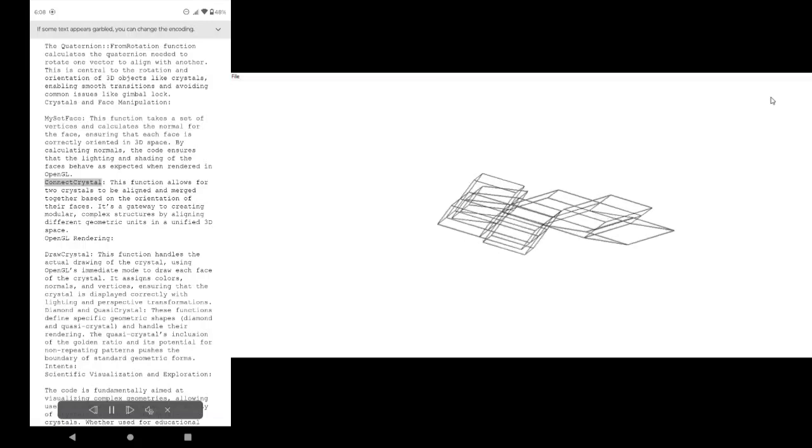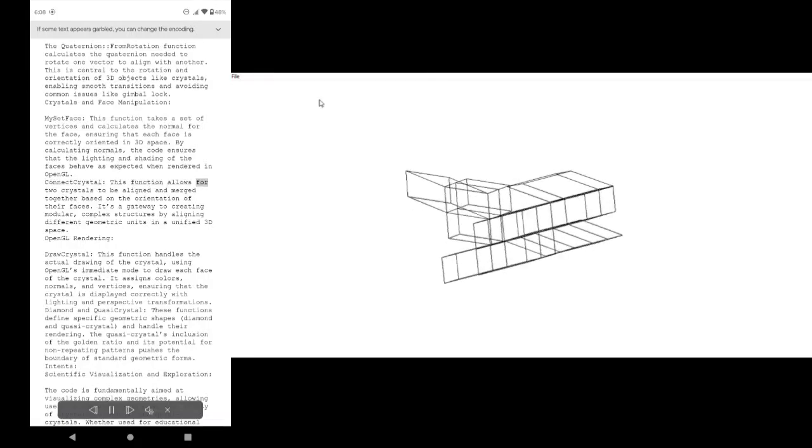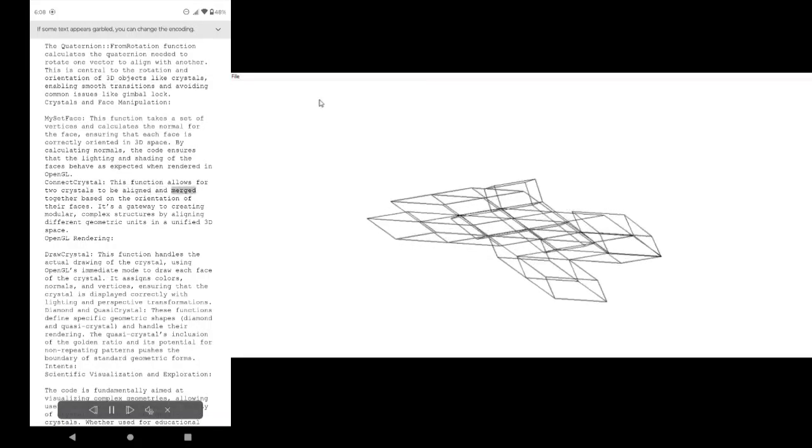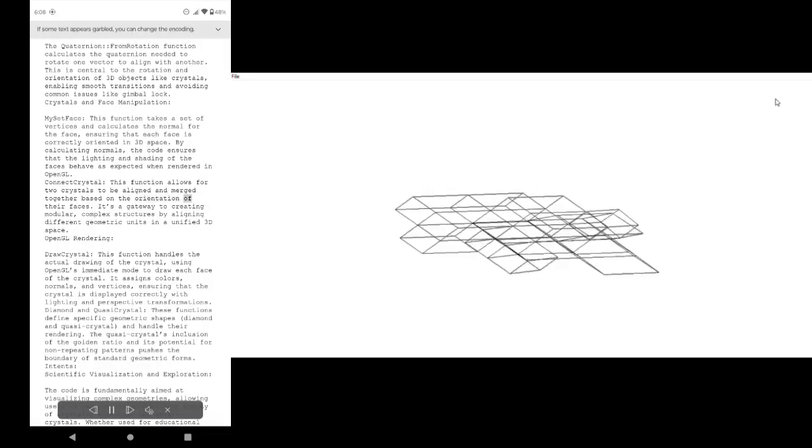Connect Crystal. This function allows for two crystals to be aligned and merged together based on the orientation of their faces. It's a gateway to creating modular, complex structures by aligning different geometric units in a unified 3D space.